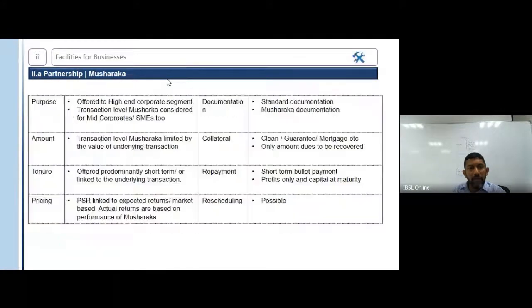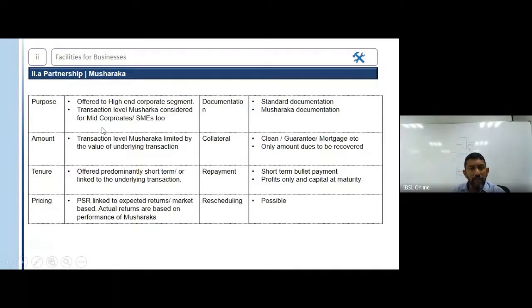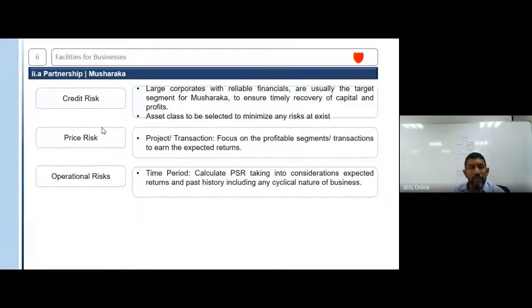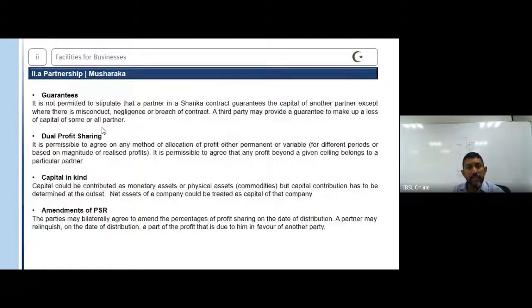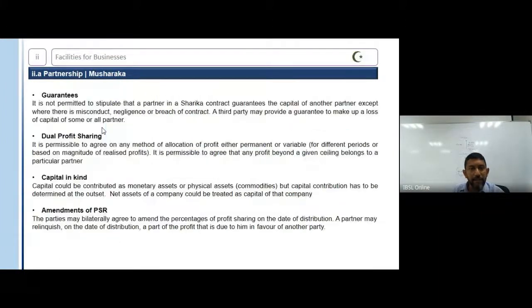So moving on, we will go through some Sharia related points. Then we will look at the nuts and bolts of this transaction. We will discuss the risks, and then we will answer the questions related to this. That's the plan.